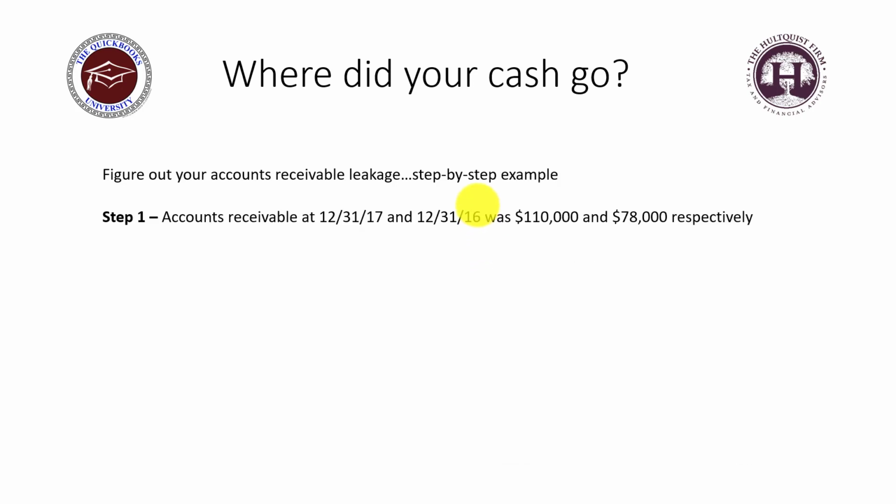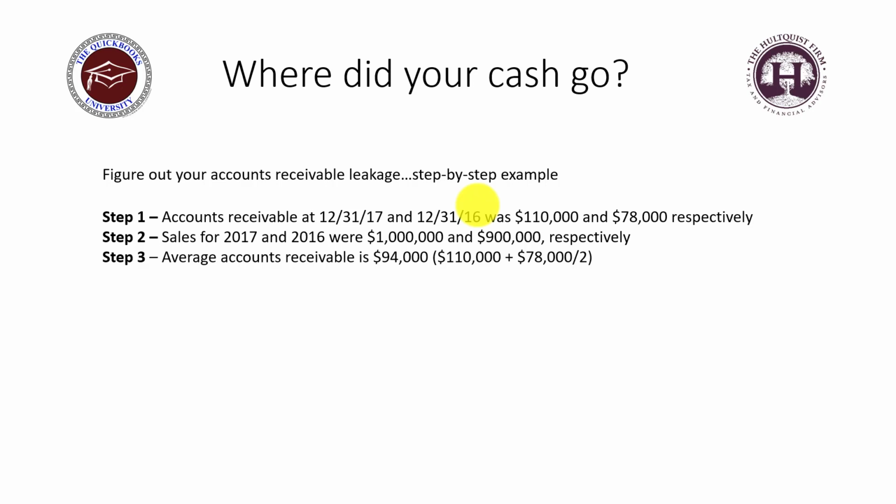Let's do a quick step-by-step example. Let's say in step one, we pull up our balance sheet and the accounts receivable at the ending dates was $110,000 and $78,000 respectively. Step two, sales for 2017 and 2016 were $1,000,000 and $900,000 respectively. We're pulling that directly off our income statement. Step three, we're going to average the accounts receivable. That's $110,000 plus $78,000 divided by 2, which is $94,000. Step four, average sales, $950,000.